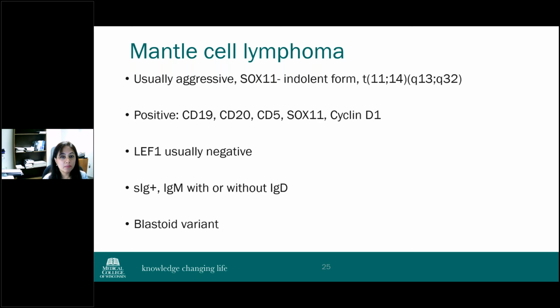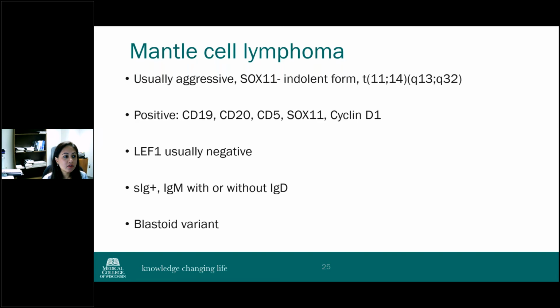We have to remember about the blastoid variant of mantle cell, which raises diagnostic confusion with lymphoblastic lymphomas and higher grade lymphomas, like high-grade B-cell lymphomas. So just remember that there is a blastoid variant of mantle cell as well, which can be easily excluded by simply doing a cyclin D1 stain or a SOX11 stain.